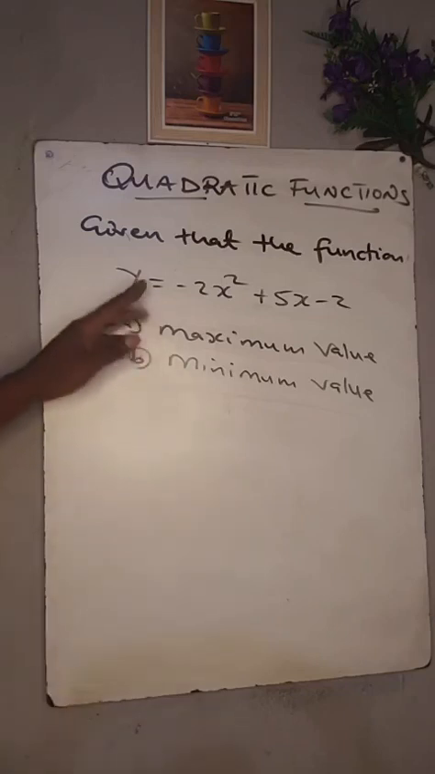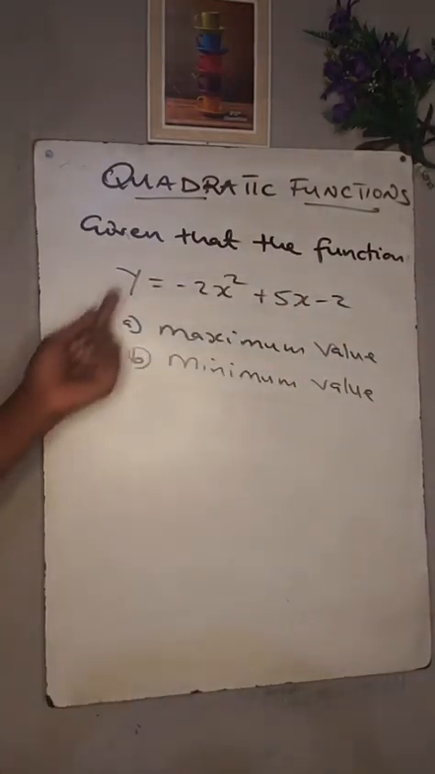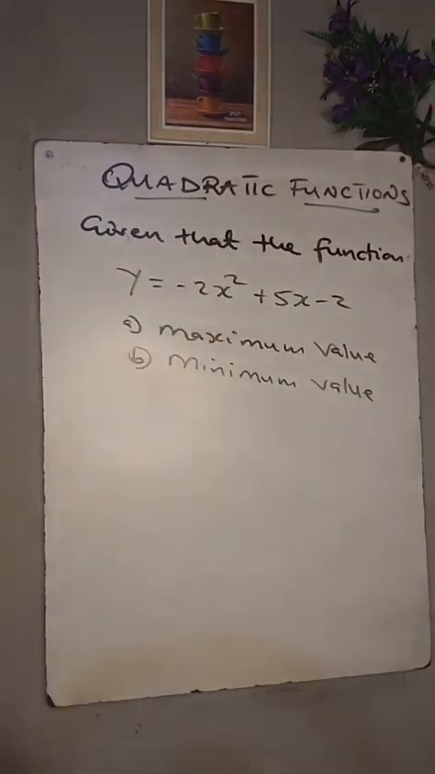We have y is equal to negative 2x squared plus 15x minus 2. Will this function have a minimum value or maximum? So the user is saying again we are a negative coefficient, so it has a maximum value. That's our user. Others, what do we say?